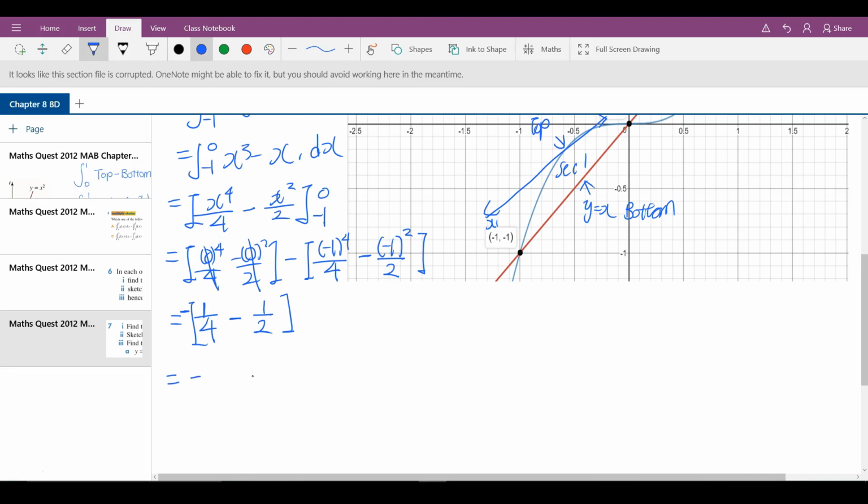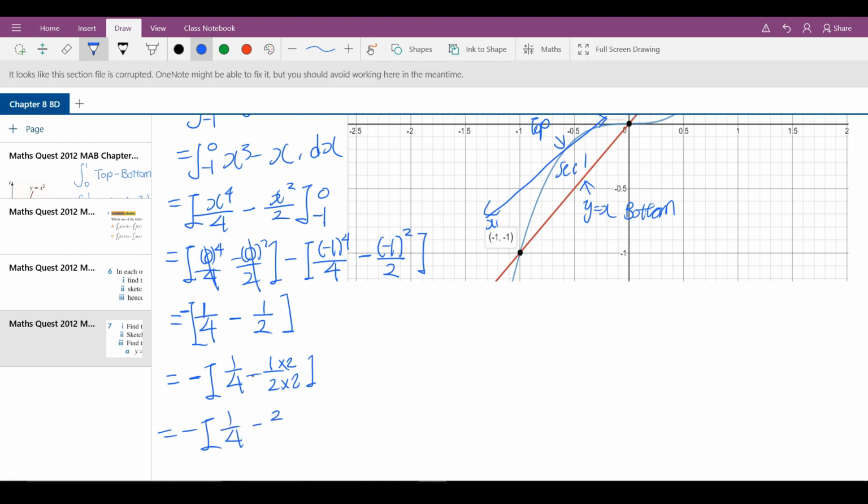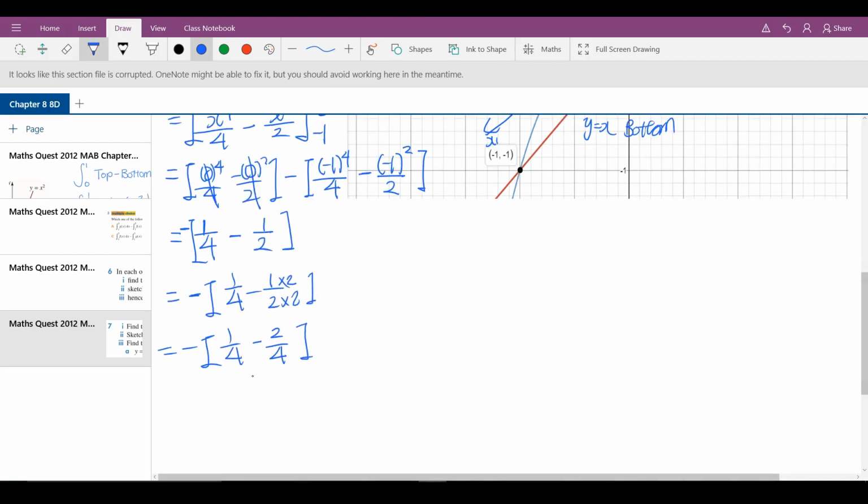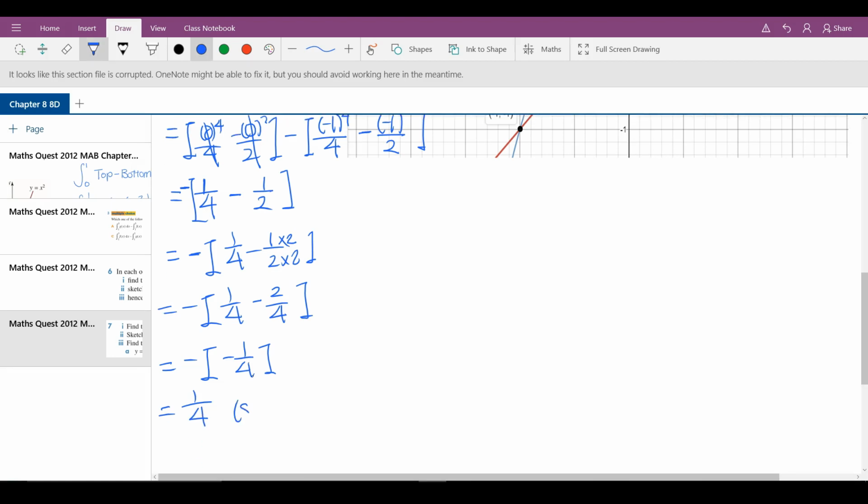So it becomes -1/4 minus 1/2. Do you want to do the primary school way? Let's do the primary school way. Over 2 times 2 times 2, equals 1 over 4 minus 2 over 4. Wow, big surprise. So it is equal to -1 over 4, which is positive 1 over 4, a quarter. So this is your section A area, or section 1 area.